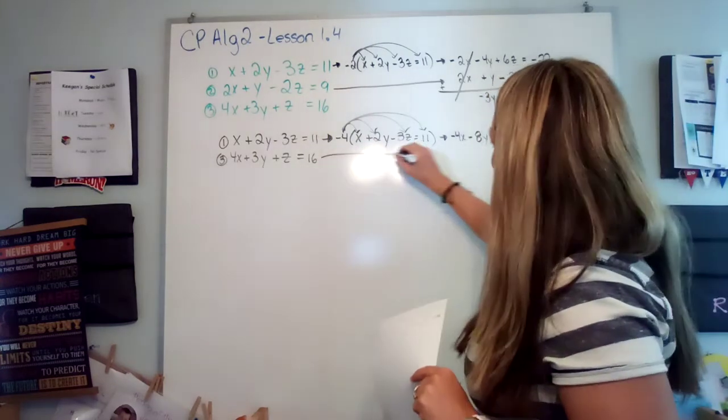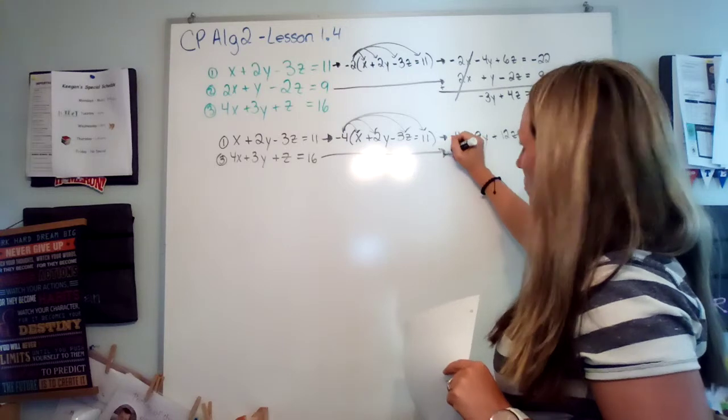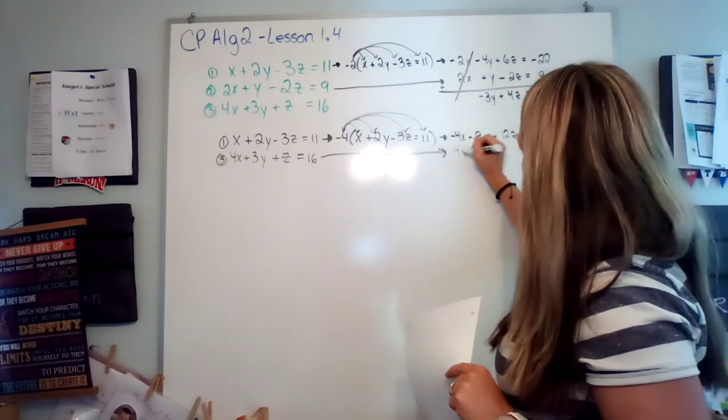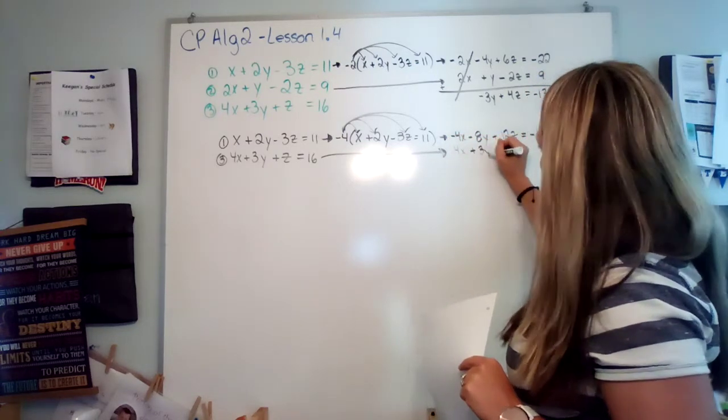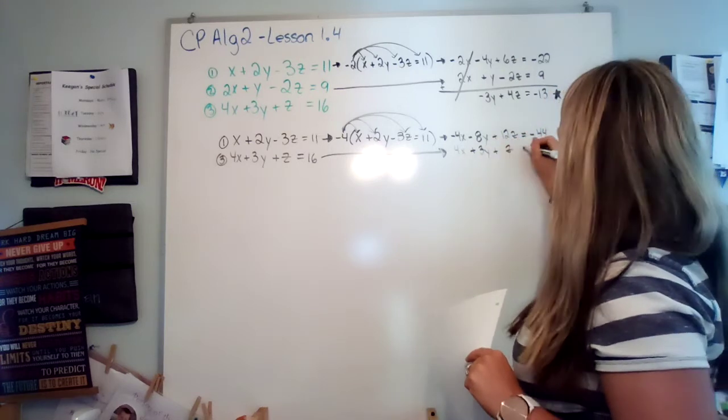The other equation, number 3, doesn't change. So I copy that down. 4x plus 3y plus z equals 16.